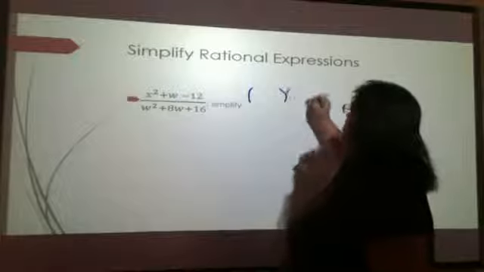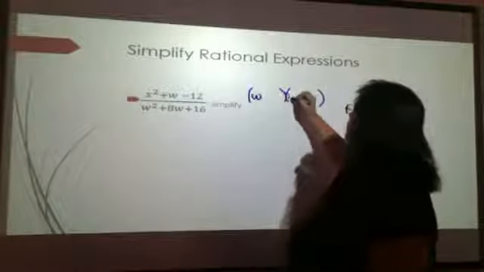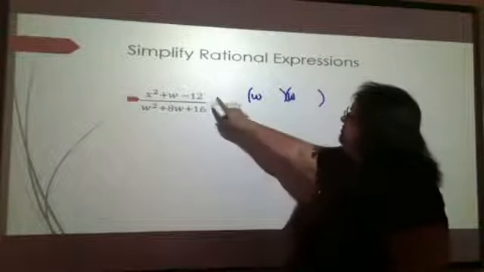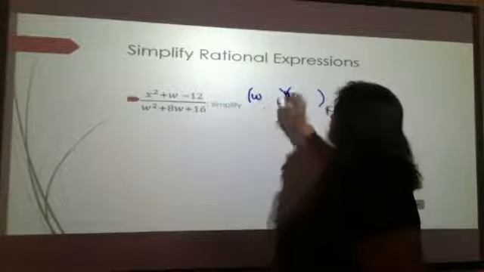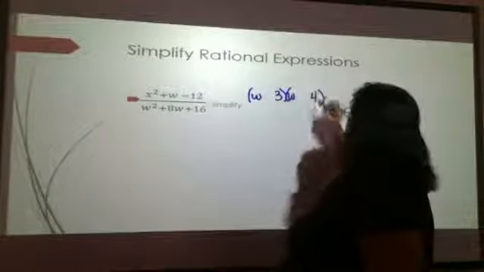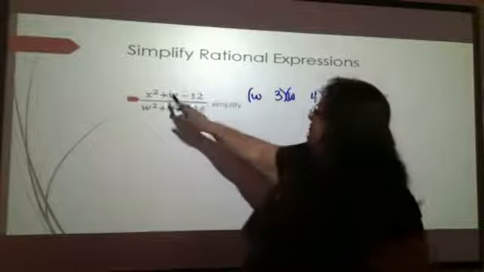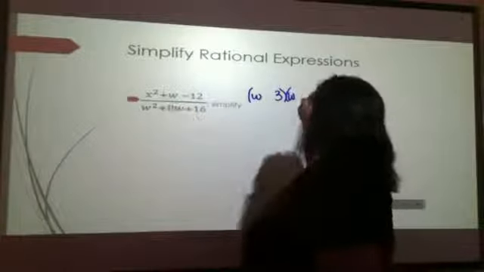So on top, I have a W and a W. Factors of 12 that have a difference of 1 would be 3 and 4. I want the larger one to be positive since this is positive.